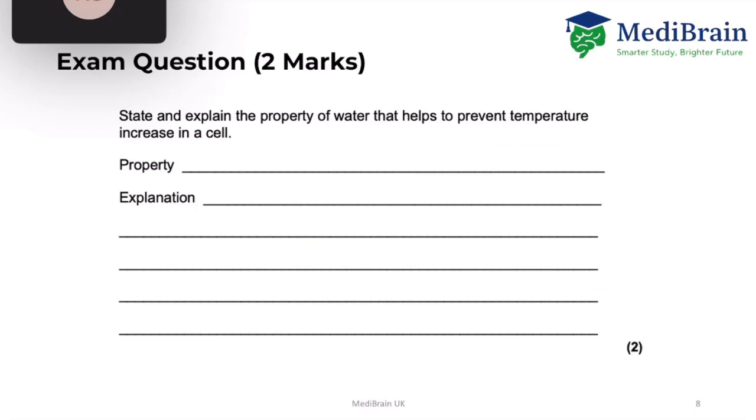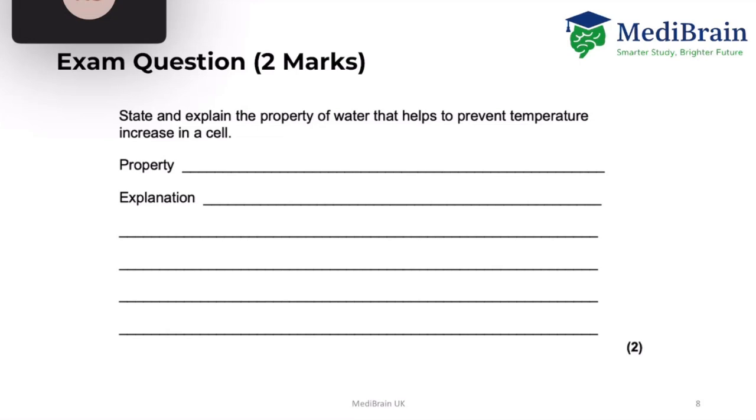It says state and explain the property of water that helps to prevent temperature increase in a cell. Now, the property of water, remember there were 5 properties. So we had a metabolite, we had solvent, we had a high specific heat capacity, we had a high specific latent heat, and we had strong cohesion tension. Okay, now which of those 5 properties helps prevent temperature increase in a cell?